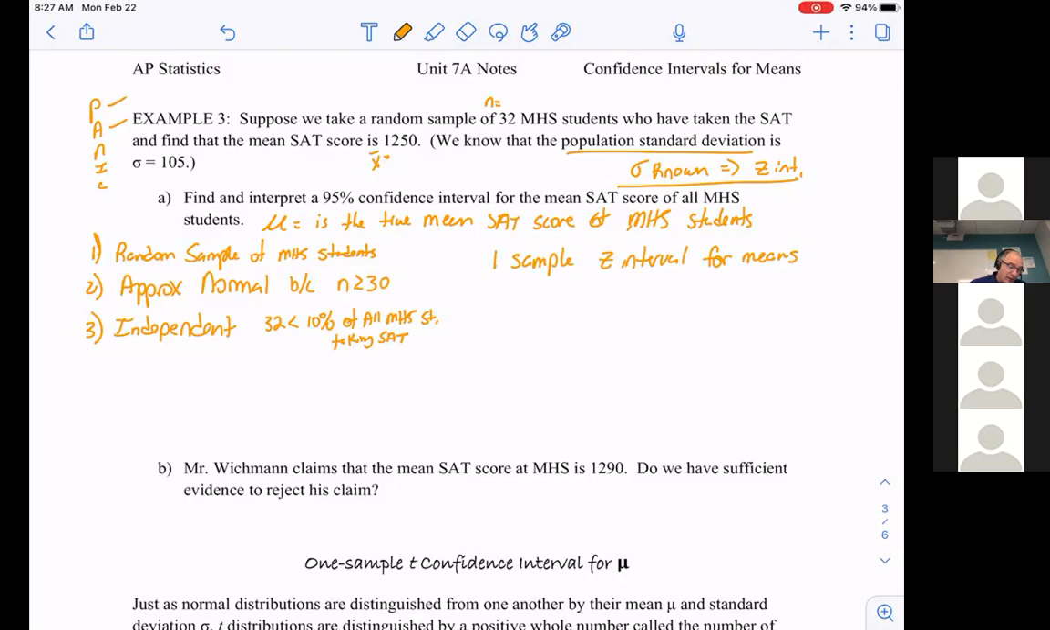So we're going to start with that point estimate. The point estimate was 1250, my sample mean. We are attempting to be 95% confident, so that means we're going to use 1.96. My standard deviation was 105, and we're going to divide that by the square root of the sample size, which is 32. So there's my interval. This is a case where we'd go to our calculator, but for time's sake right now I'm just going to give you the interval. It's 1214 to 1287.